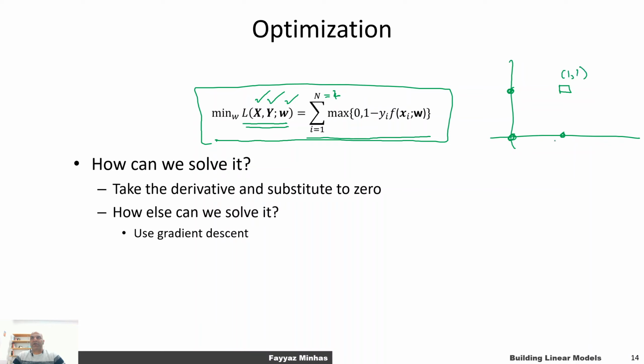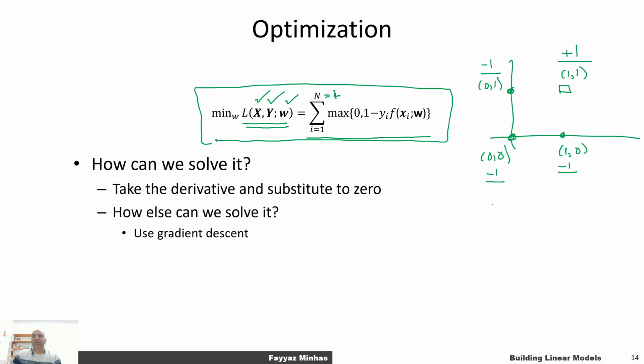We have a feature vector of 1, 1 there. We have 1, 0 here. We have 0, 1 here, and we have 0, 0 here. And we know that the corresponding label for this is -1. The corresponding label for this is -1 as well. The corresponding label for this is -1, and the corresponding label for this is +1.